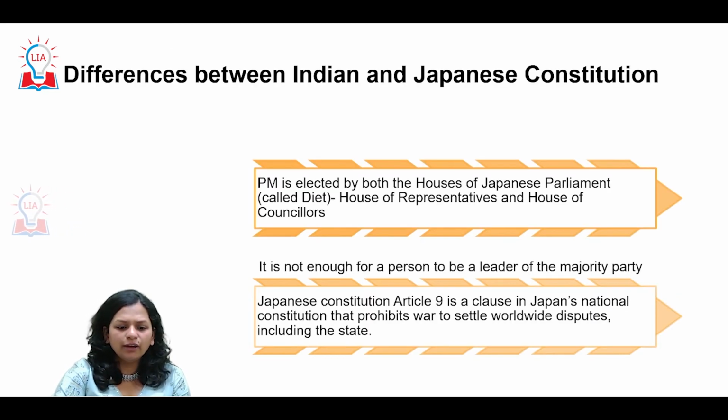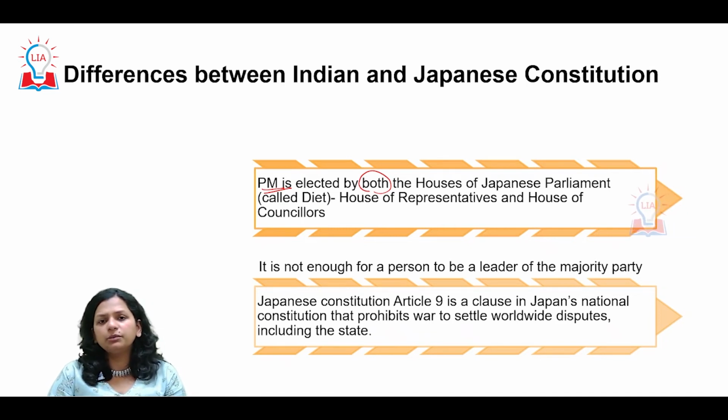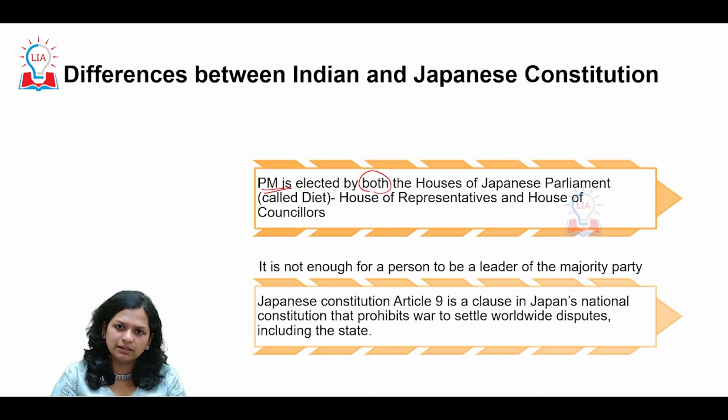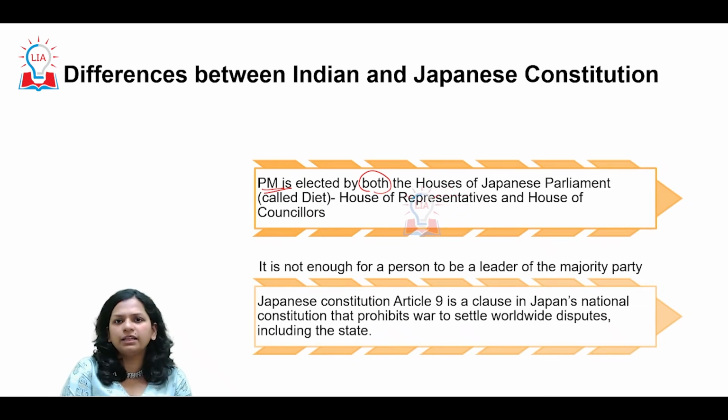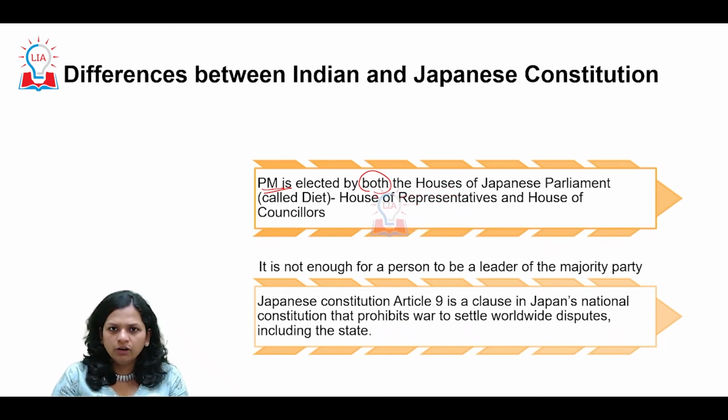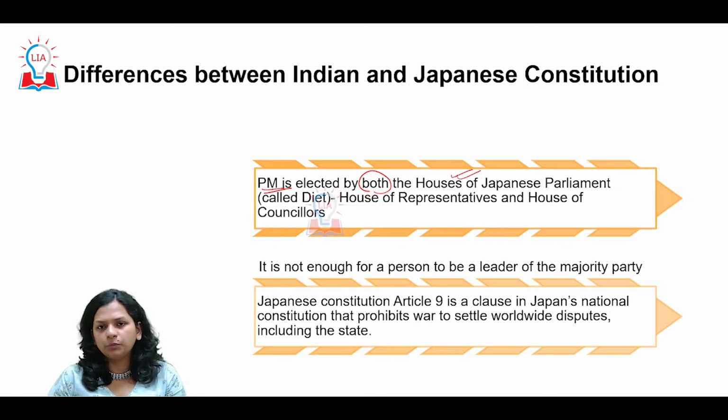We also have the situation whereby we look at the prime minister, who is elected by both the houses of the Japanese parliament. A major difference that we see between India and Japan, because as far as India is concerned, the members of the lower house of the parliament are elected by the people themselves, and from them, whoever is the leader of the majority party is invited by the president to form the government. All right, so this kind of election by the houses of the Japanese parliament is very different.